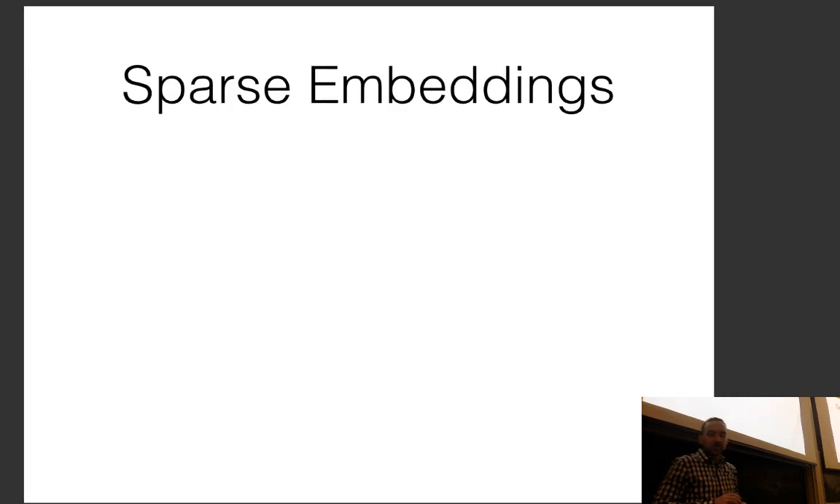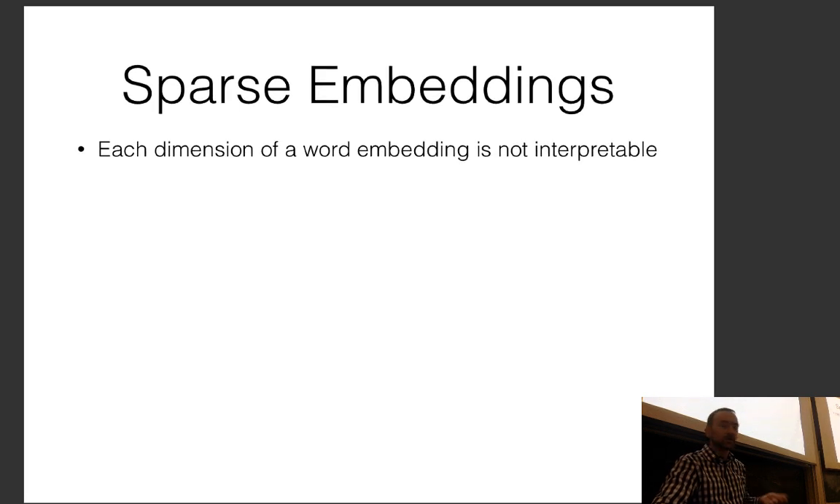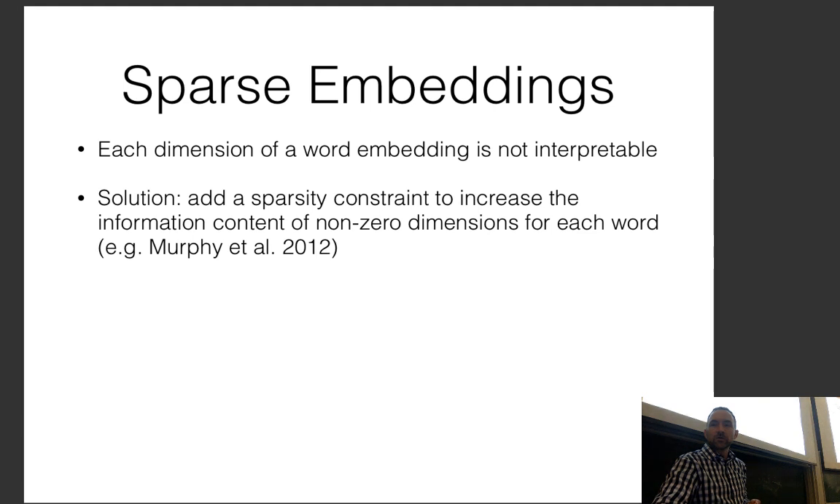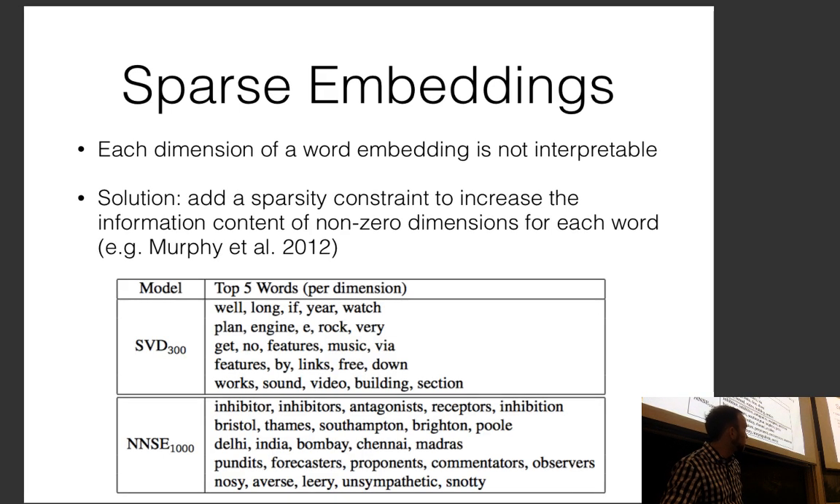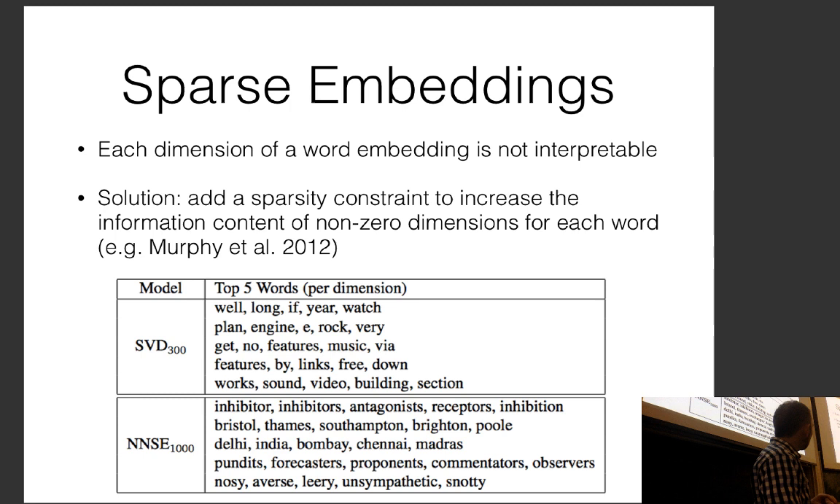Another thing is sparse embeddings. What sparse embeddings are is basically each dimension of the word embedding normally is not interpretable. So what you do instead is you add a sparsity constraint which says most of the dimensions in the embedding should be 0. Because most of the dimensions in the embedding are 0, the remaining dimensions should be more meaningful. And by doing this, you can do these intruder tests where if you do the NNSE, you can look at the dimensions and see that they look more interpretable. I'm running out of time, so I'll just skim over the remaining things.